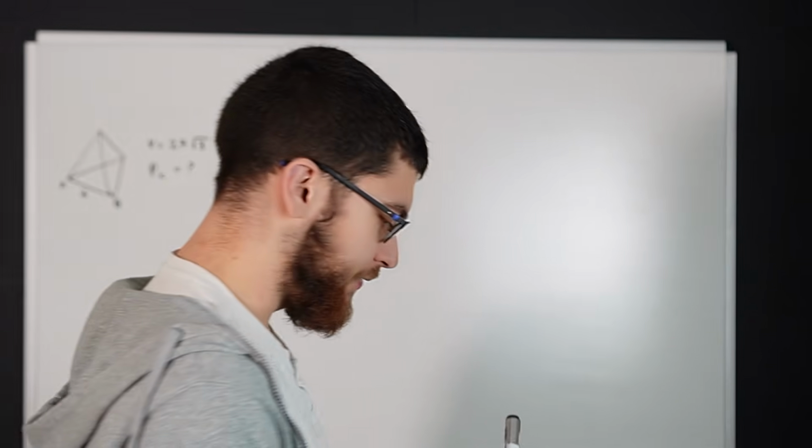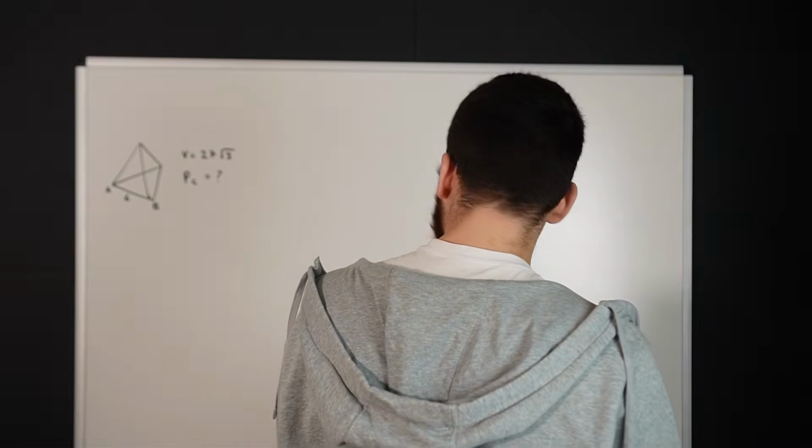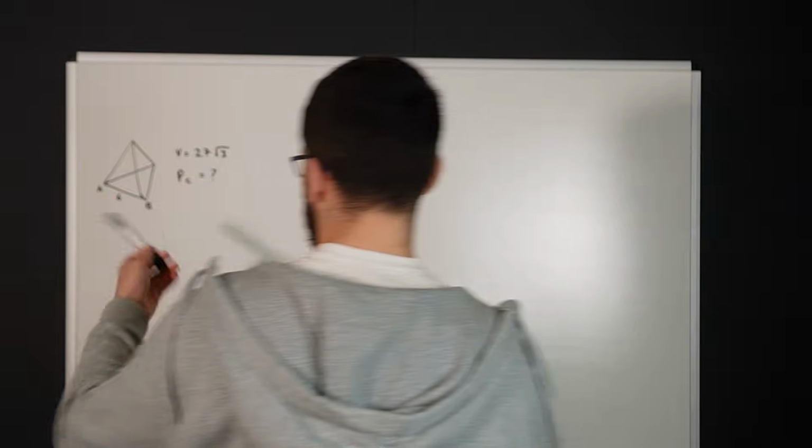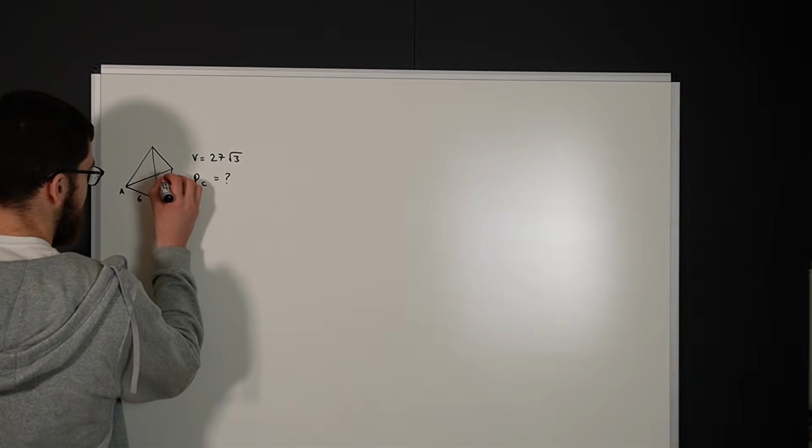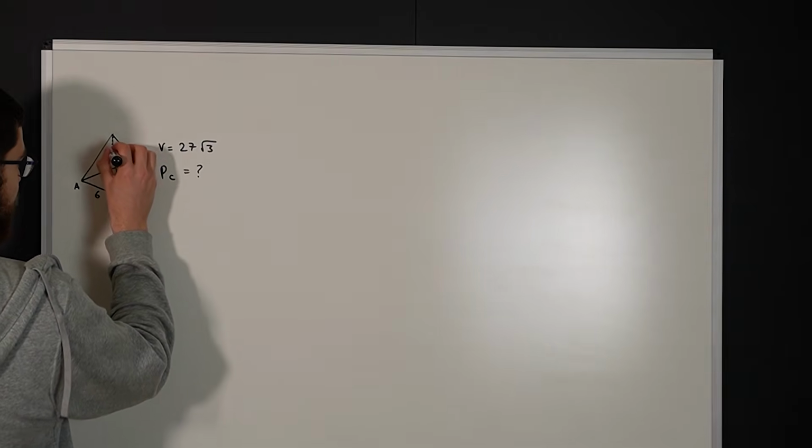So I don't know what's going on in Canada and Poland, why you've not got difficult maths questions, but we have basically a regular pyramid, which implies that these are all gonna be 6, and then there's a height, and then it gives us a volume as well.